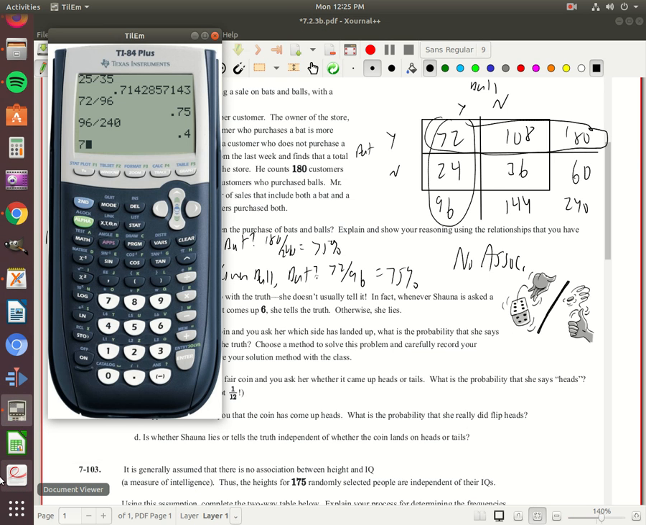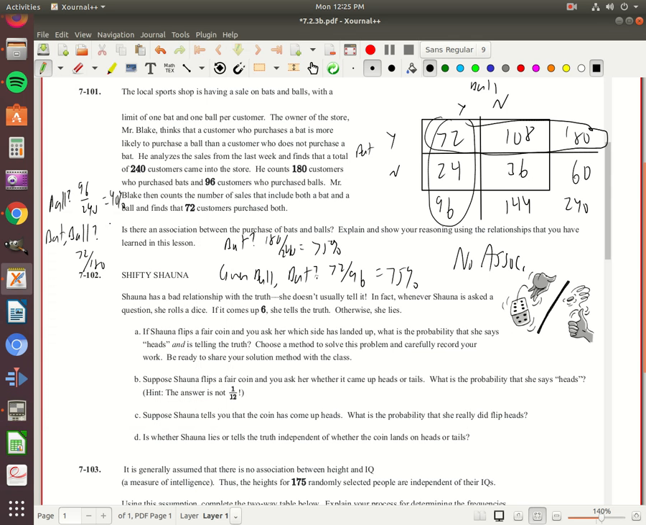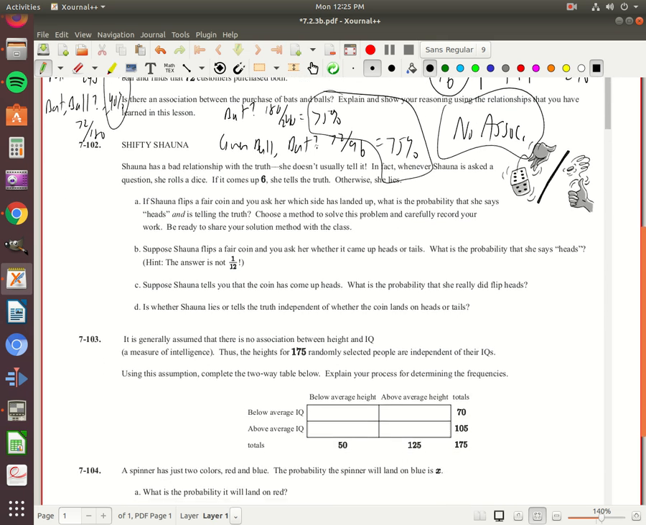And you would see that it doesn't matter which way you ask the question. Either way, our numbers don't change. It's either 40 to 40 or it's 75 to 75. Either way, the numbers don't change. We have no association.